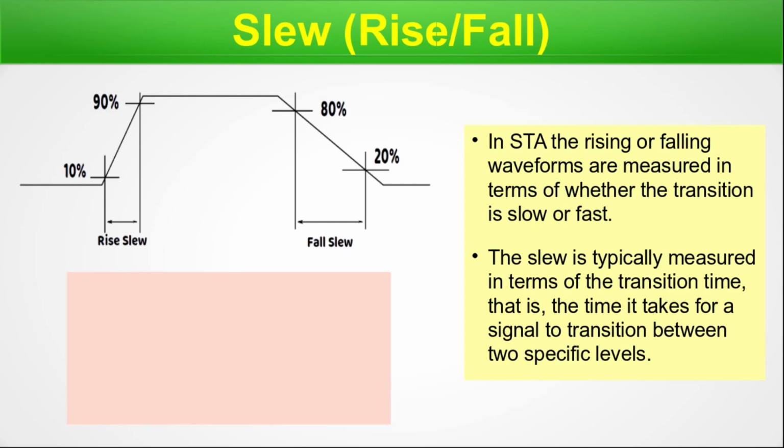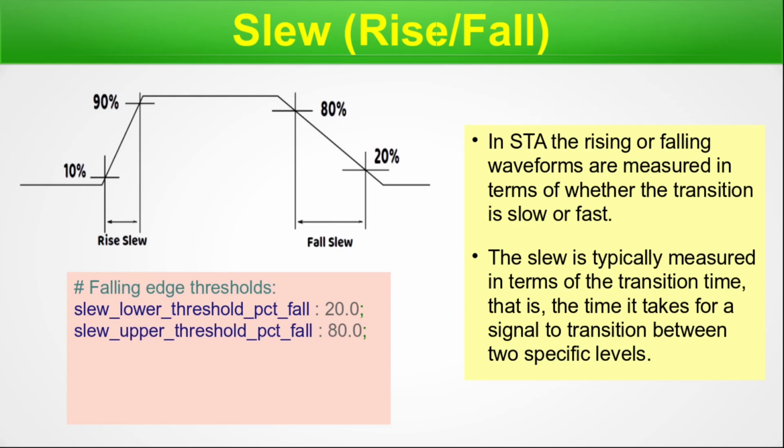Let us see an example. The falling edge threshold is defined as slew_lower_threshold_pct_fall, then colon, then 20.0, and this line ends with a semicolon. Similarly, for slew_upper_threshold_pct_fall, this is the fall slew. We are talking about fall slew, and this lower threshold is 20% and upper threshold is 80%.